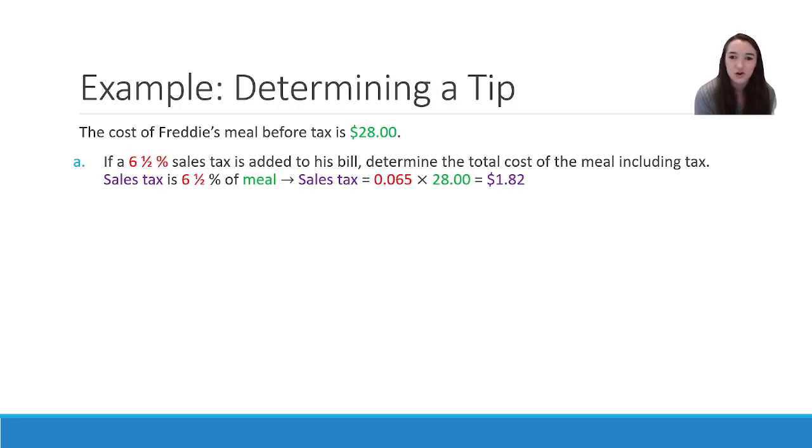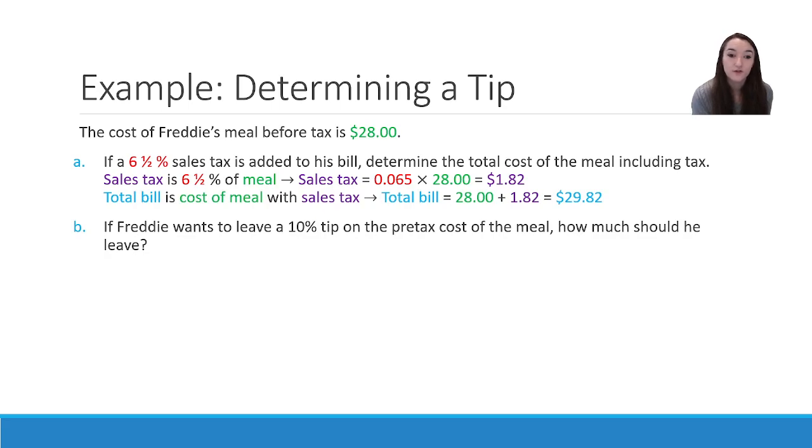All right, so we want to know the total bill now. The total bill is the cost of the meal with the sales tax. So in other words, the total bill equals cost of meal plus sales tax. 28 plus 1.82 is $29.82.